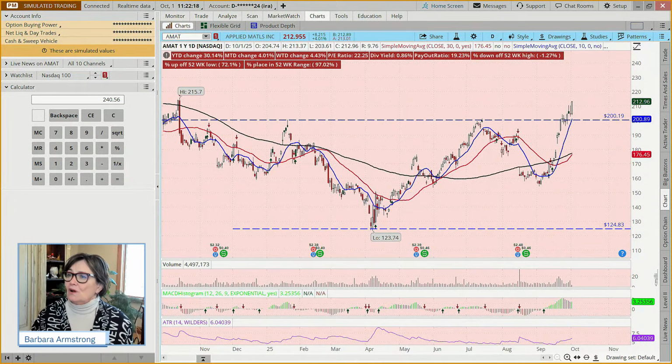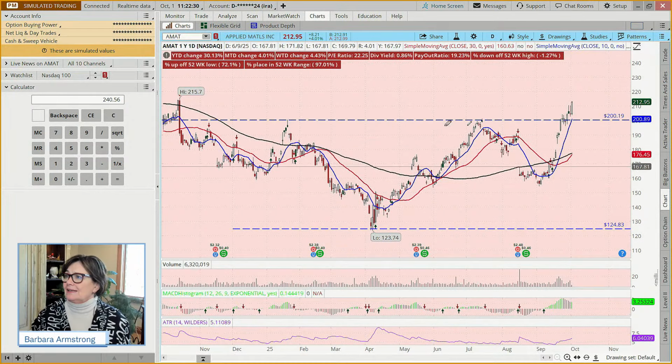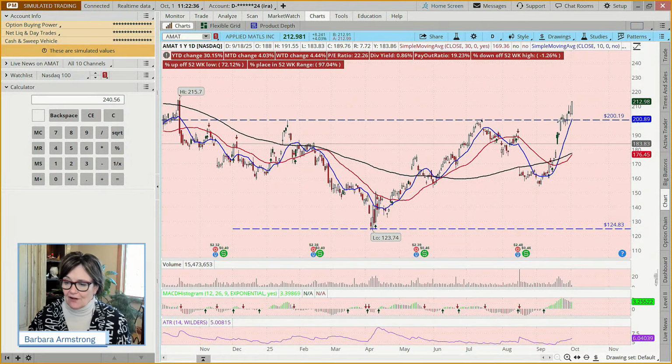But we could look at this. Some might look at this as a potential entry, because we've got this horizontal resistance breakout. It came up and hit it here and here, and then it kind of broke out and flirted with this 200-ish level.